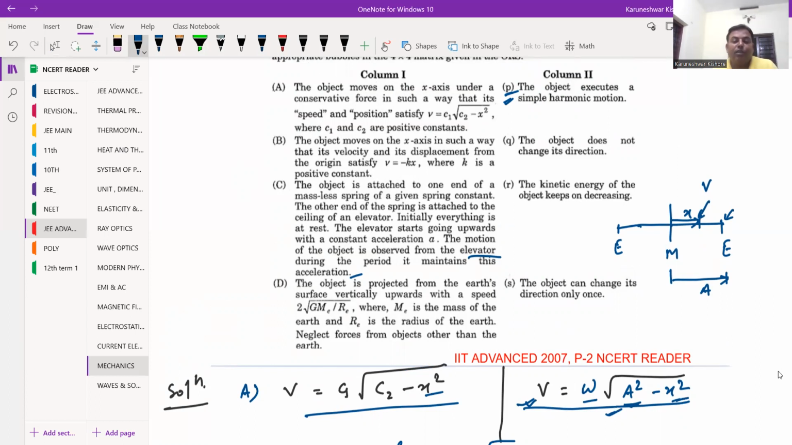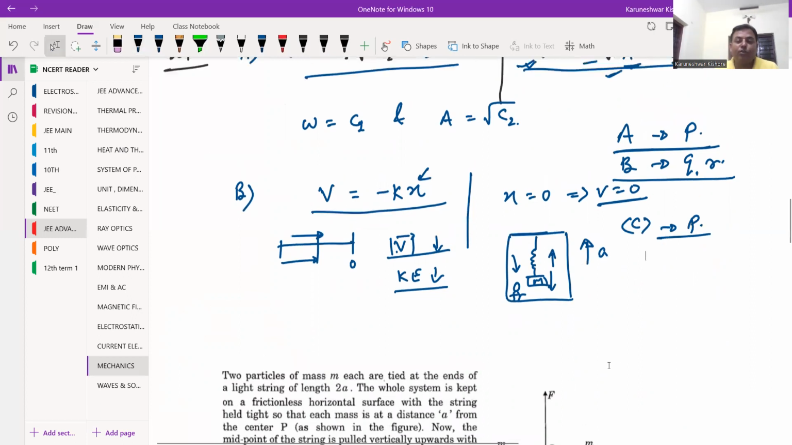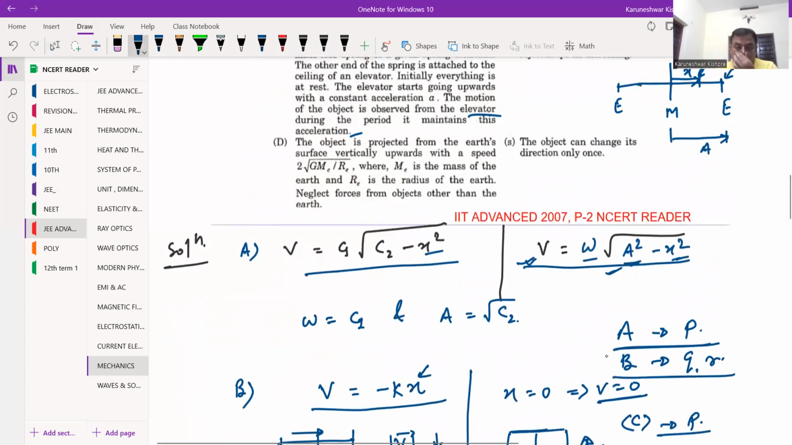Kinetic energy, this also is not the same, and the object can change direction only once. This is also not correct. So the only possibility for the C option we have is P only. Now the last option we remain with is the D option.